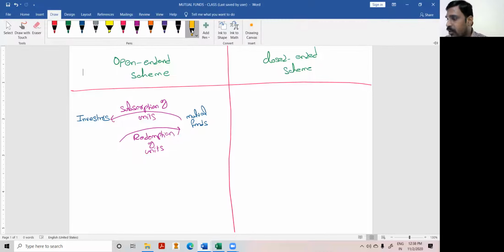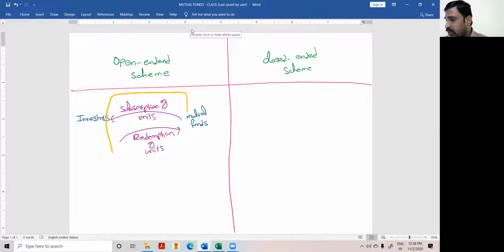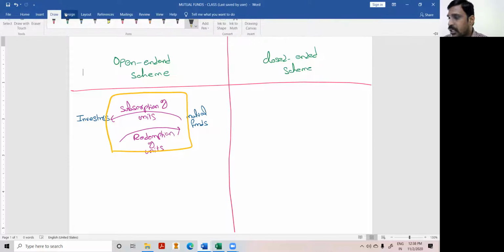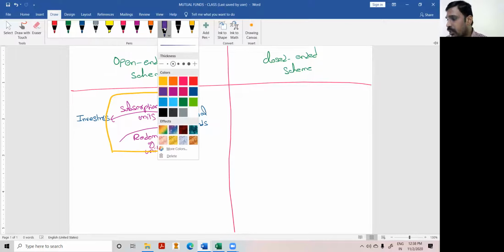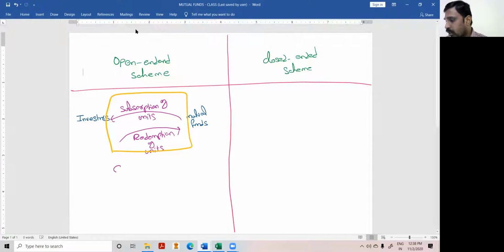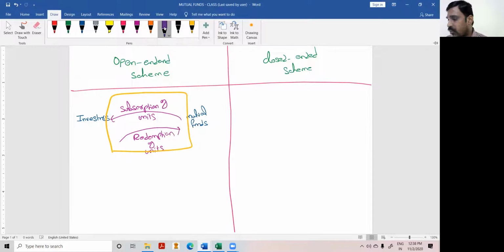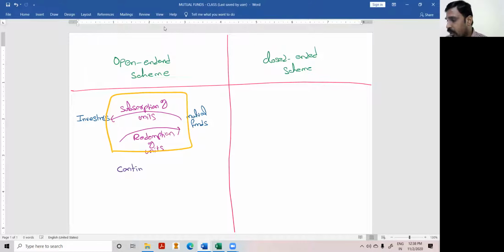This happens continuously. A continuous facility is given. Regularly, investors can purchase from the fund continuously. Continuous dealing is permitted between the investors and the mutual fund. At any time, they can purchase the units from the fund. At any time, they can sell the units to the fund. This is the open-ended scheme.